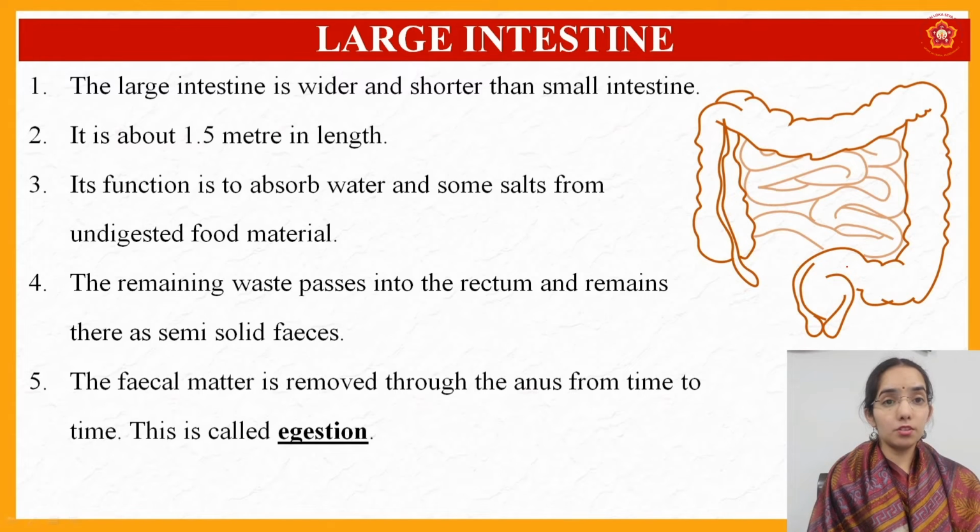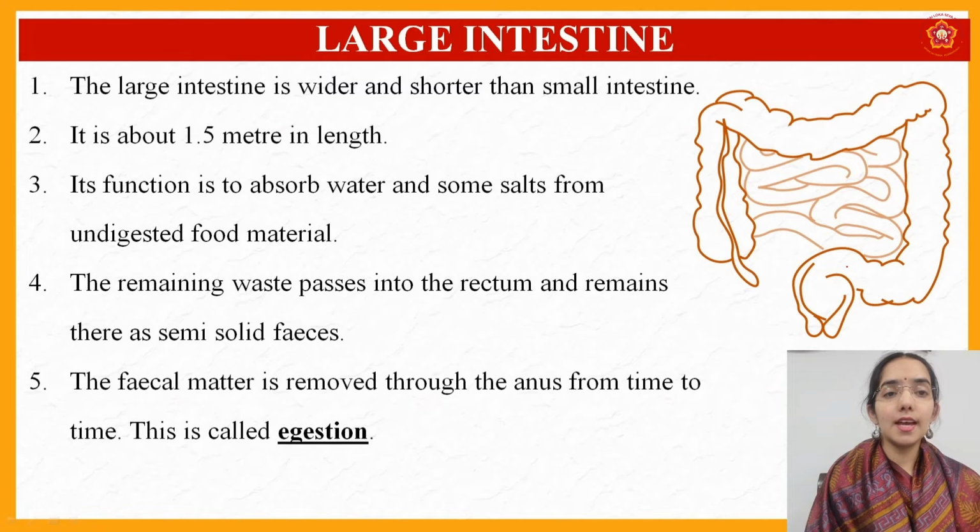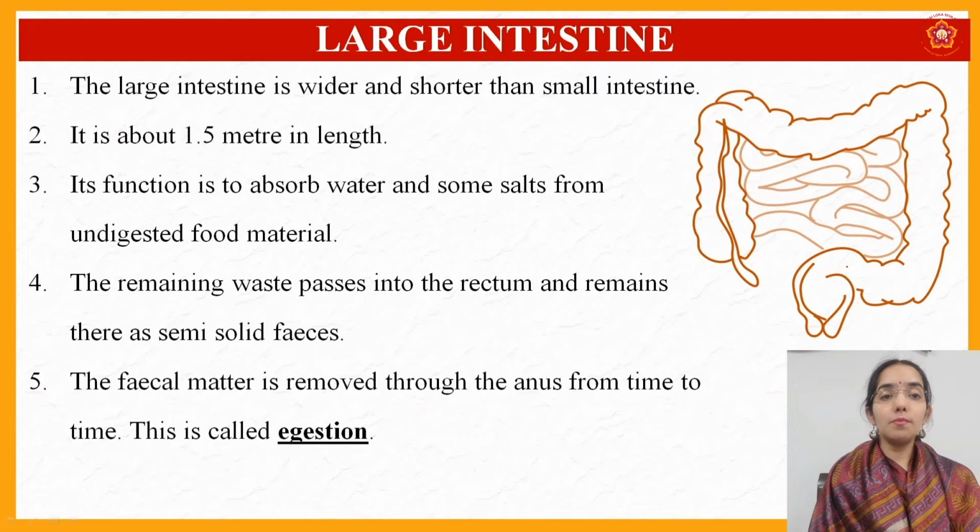And then we learned about the process of assimilation, and now the third one is egestion. What was absorption? Absorption was when the digested food was passed on into the blood vessels of the small intestine. That was absorption. Then what is assimilation? Assimilation is the utilization of the digested food by the cells and the organs of our body. And what is egestion? It is the removal of fecal matter through the anus. So that is egestion.